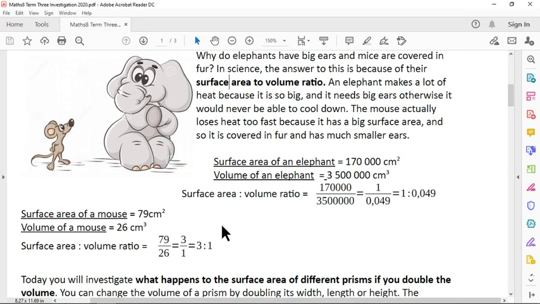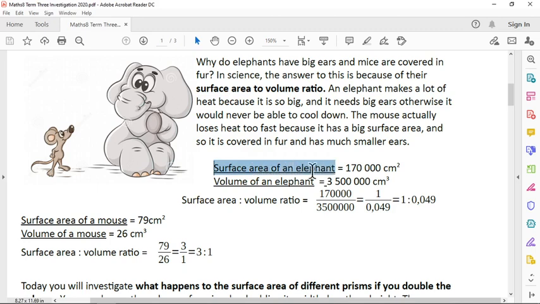So you won't believe it, but there are scientists who have gone and found the surface area of an elephant. And an elephant has a surface area of 170,000 square centimeters and a volume of 3.5 million cubic centimeters, okay? So if I put surface area to volume as a ratio, I put the surface area on top and the volume on the bottom, and then I simplify my ratio by dividing by the small number, and then I end up with these two numbers. One is to 0,049, okay? That's for the elephant.